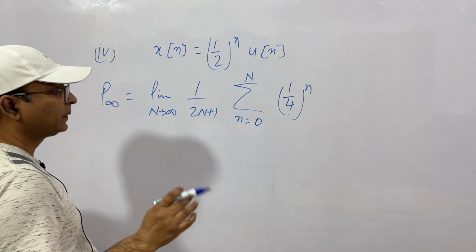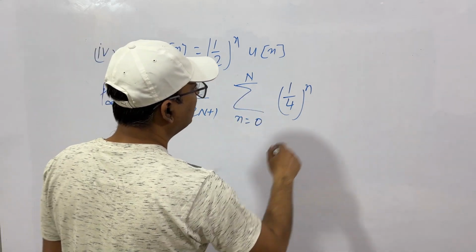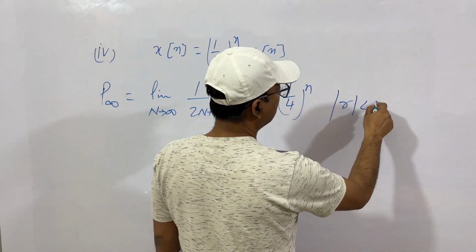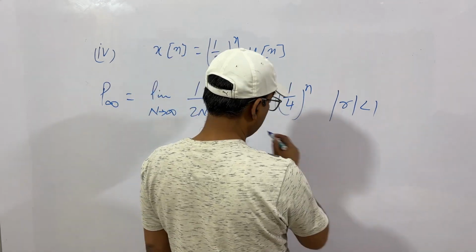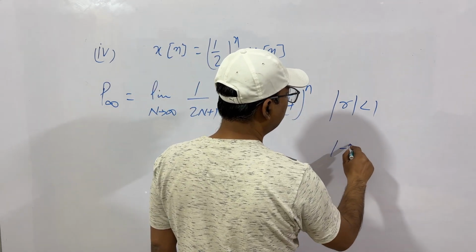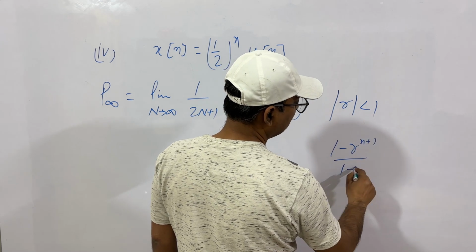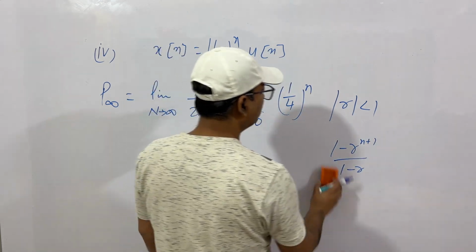This is clear? So what is this? When mod of r is less than 1, if this was from 0 to infinity, you know that is 1 by 1 minus r. But if it is from here to here, then the value is given as (1 minus r to the power n plus 1) by 1 minus r. Okay, this is from progression.